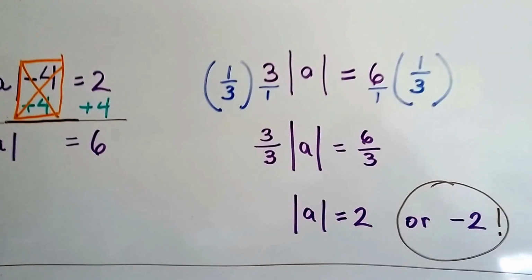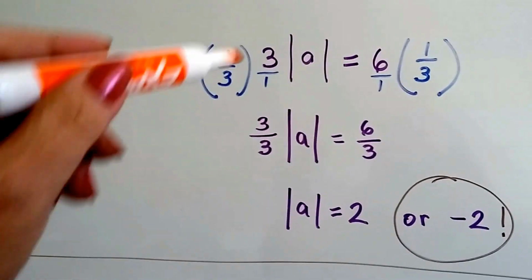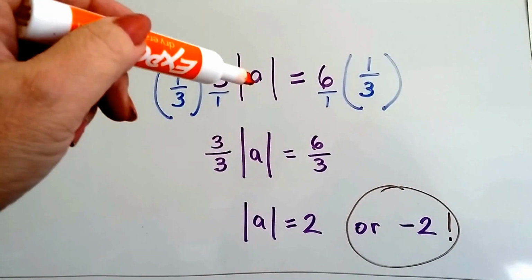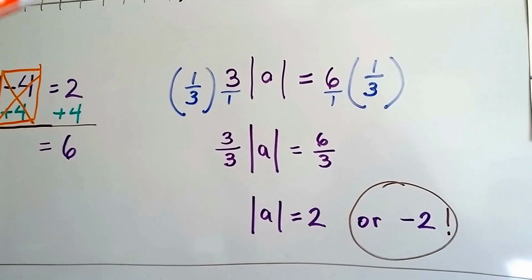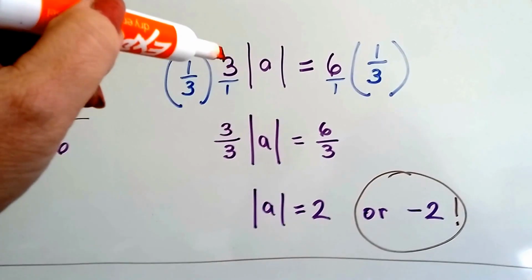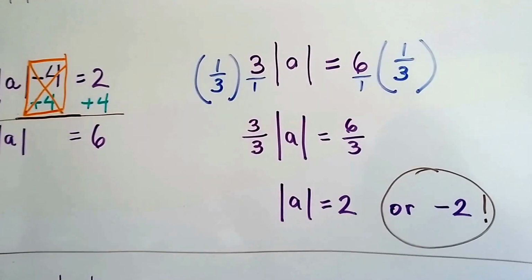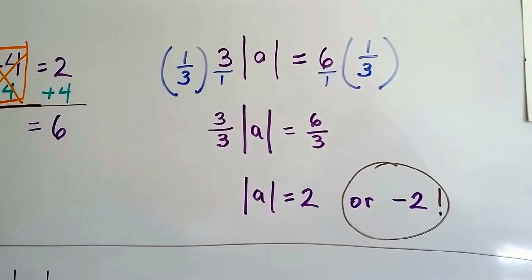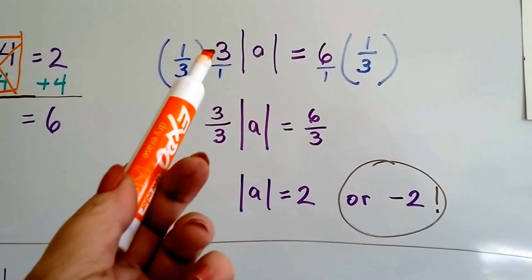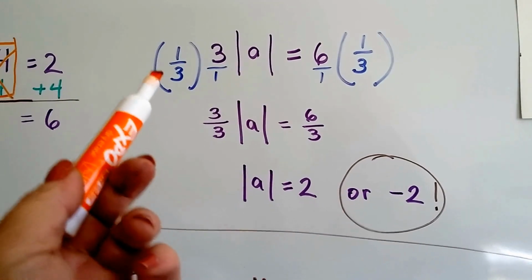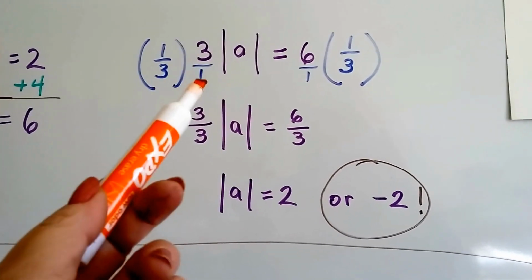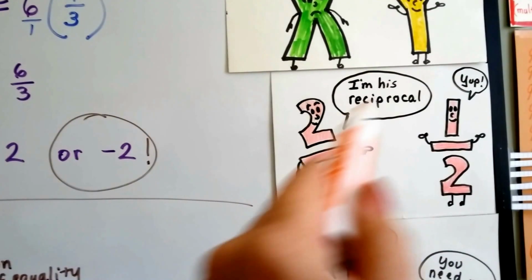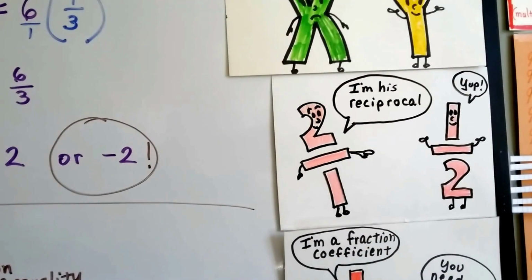Now we can use the multiplication property of equality, and because this is no different than a variable, this a is a variable, isn't it? Even if it's in absolute value bars, it's still just a variable. So the 3 in front of it is the coefficient to that variable. And using the multiplication property of equality, we can flip this coefficient around to its reciprocal. So instead of 3 over 1, it would be 1 over 3, right? Remember, reciprocals are just flipped around versions, right?